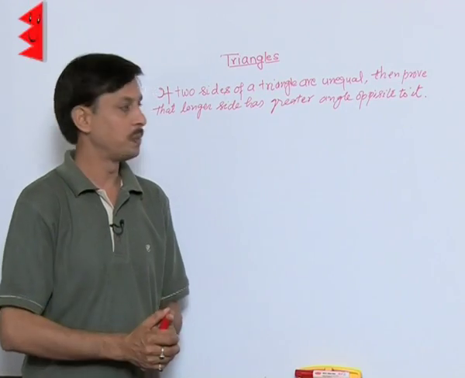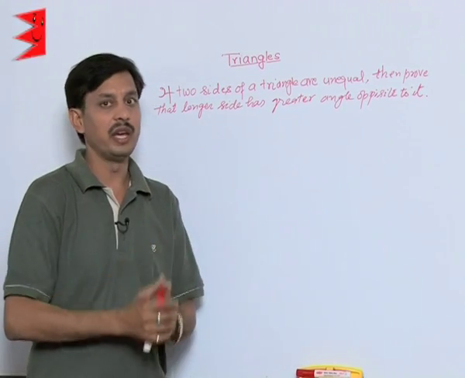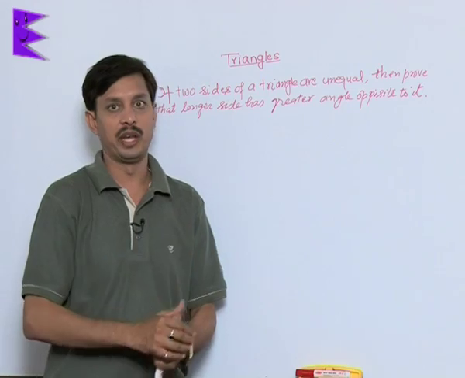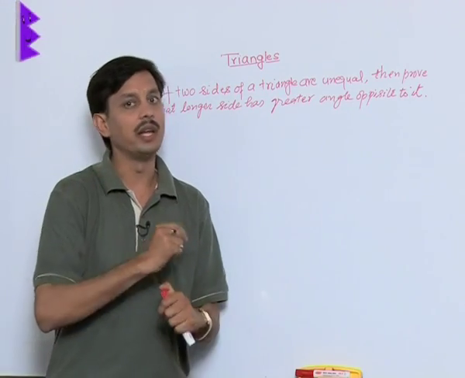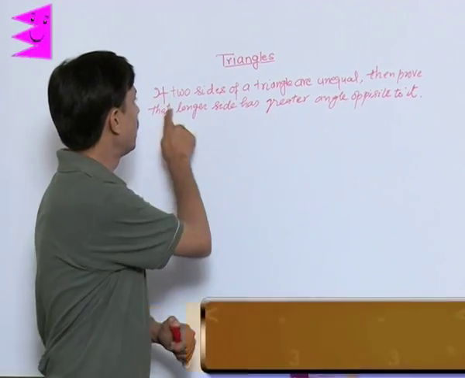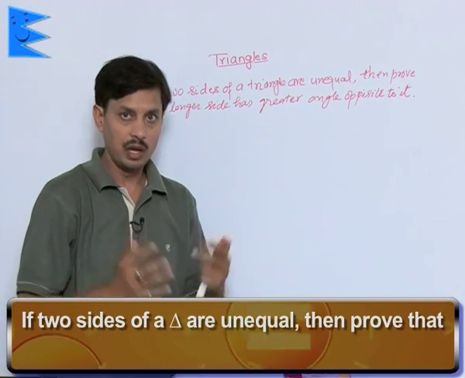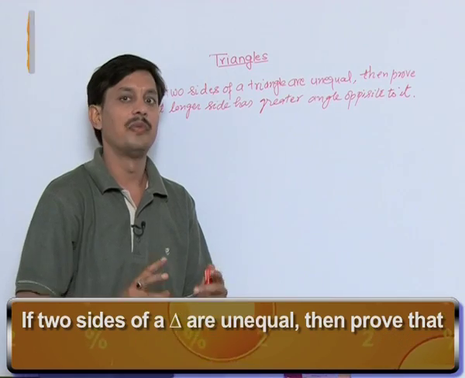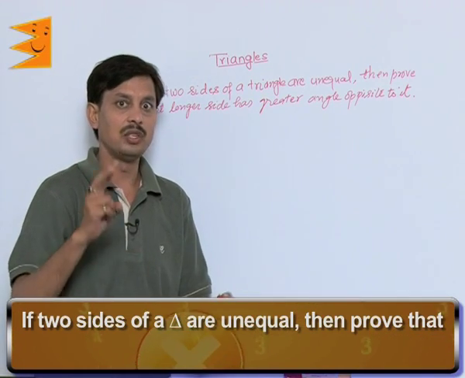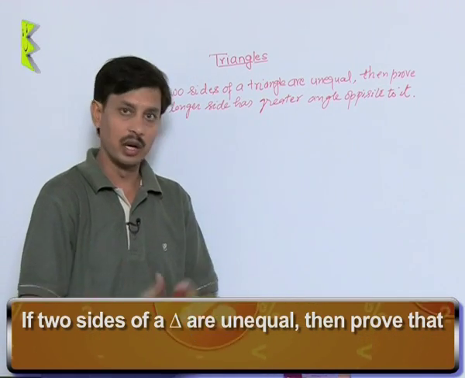Now I want to explain one more inequality related to triangles, belonging to the category of angles. That is, what if two sides of a triangle are unequal? If we have two sides, then there are only two relations: either both are equal or unequal.